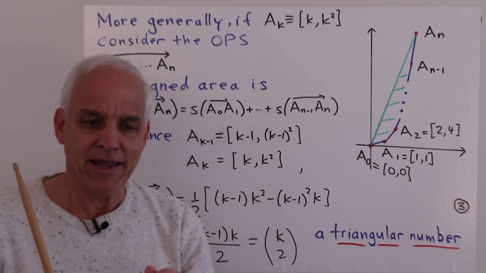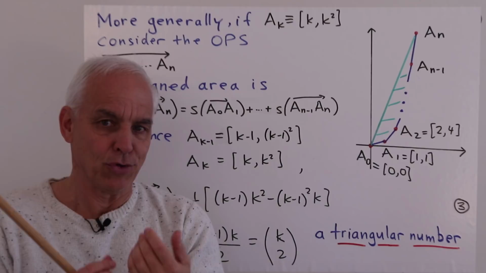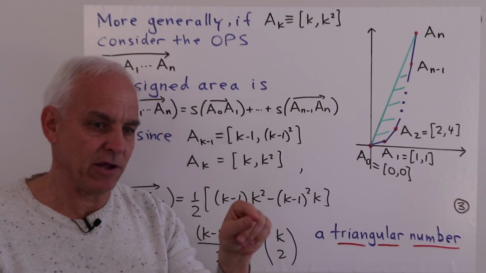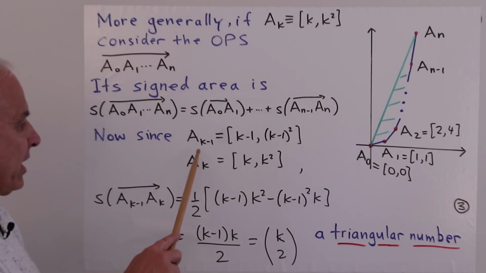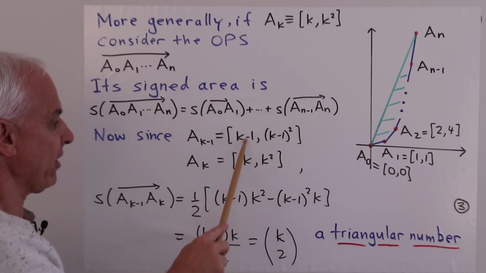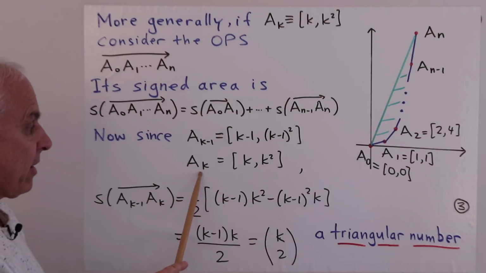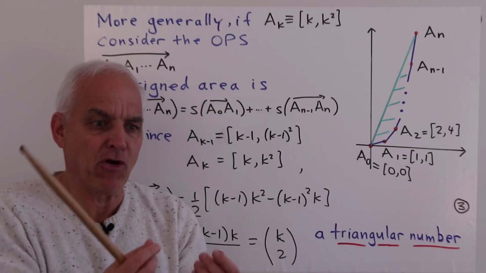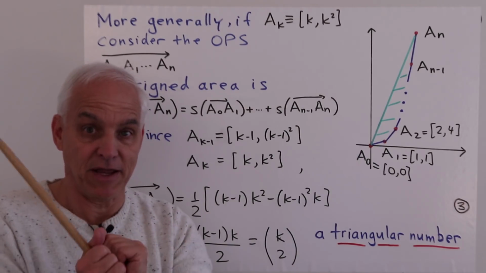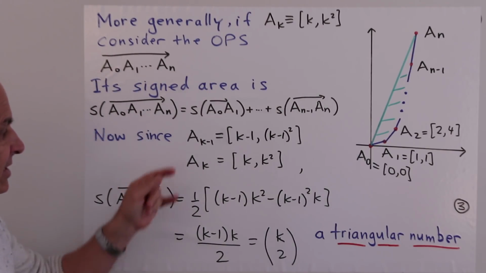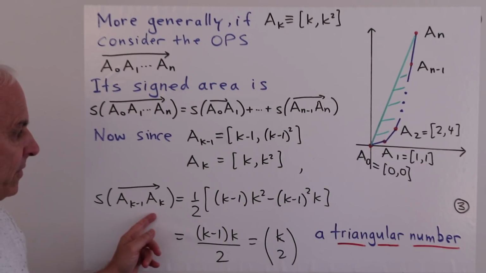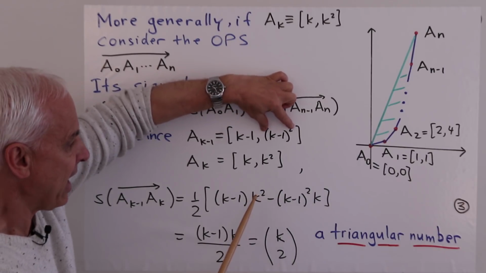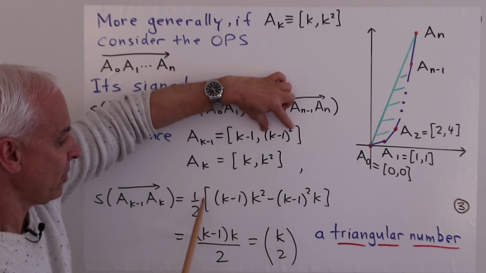So now we have to get at what a typical oriented edge looks like and what its signed area is. So rather than a specific value, let's look at a general value. Let's look at a sub k minus 1, which is k minus 1 and k minus 1 squared, together with a sub k, which is k and k squared. So we're looking at it now from the point of view of having this variable index k instead of a specific index. So what is the signed area of this oriented edge? Well, we can do the same thing. It's k minus 1 times k squared minus k minus 1 squared times k, all divided by 2.